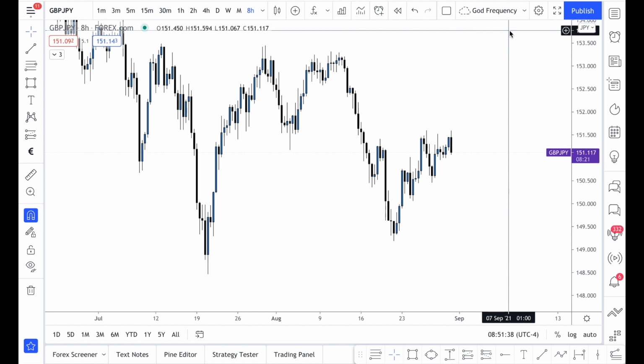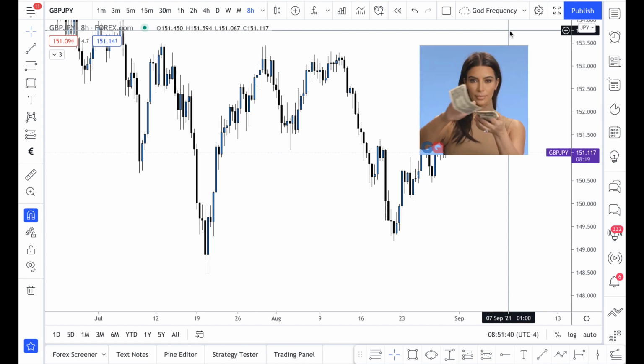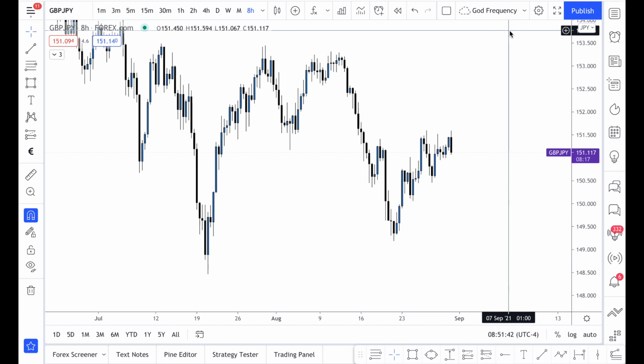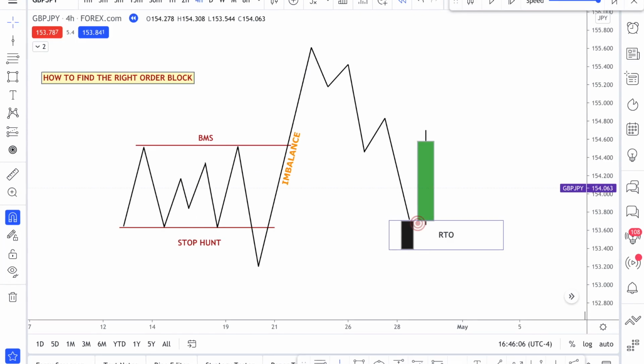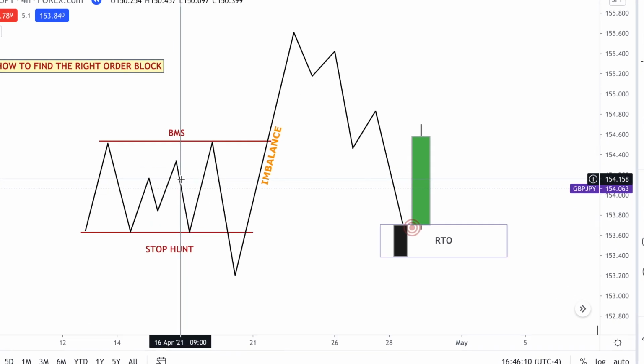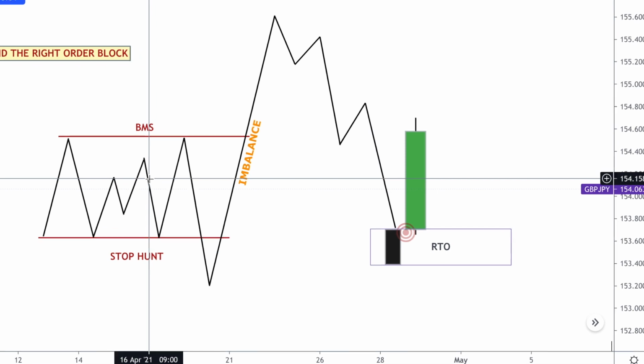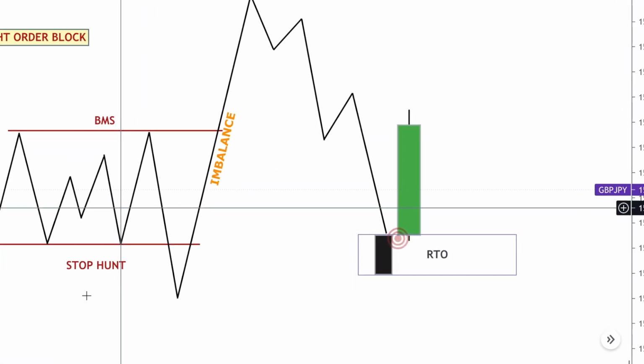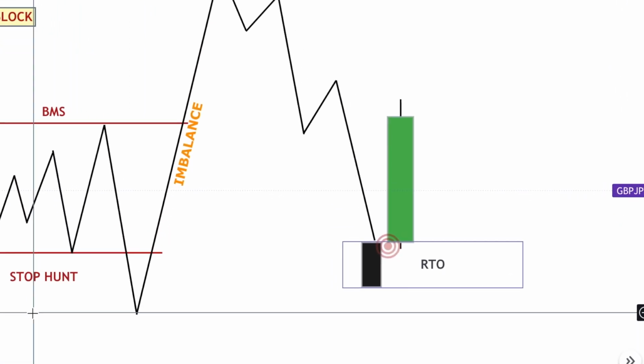So in today's video, it's order blocks easy money strategy part 2. If you've seen the first video, I broke down order blocks in a way where you can find high probability, easy setups: just break a market structure, return into the order block.